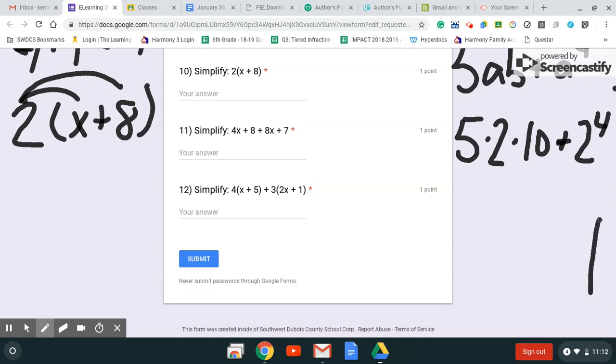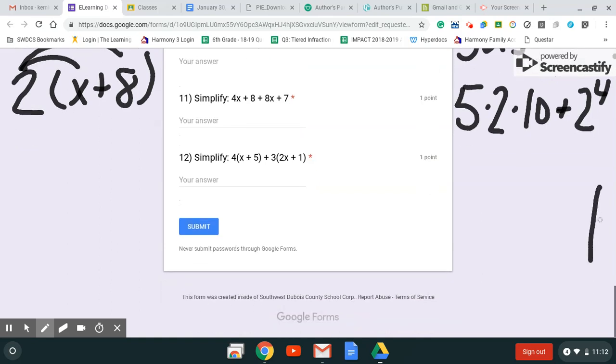Number 11, simplify. So remember on this one, we combine like terms. So you have your like terms, 4x and 8x are the same, and the 8 and the 7 are the same. So you do whatever the operations say. So it says 4x plus 8x, you'll write that down, and then 8 plus 7, and that's simplified because you combine all your like terms.